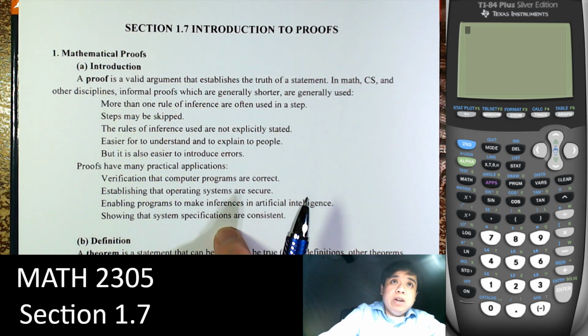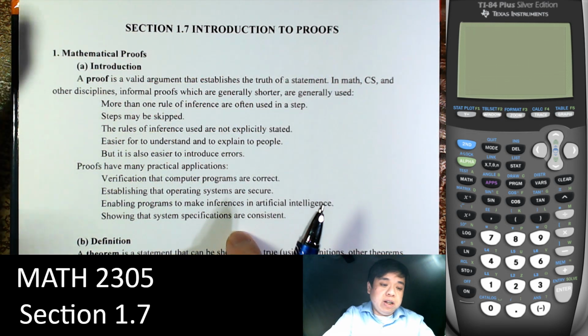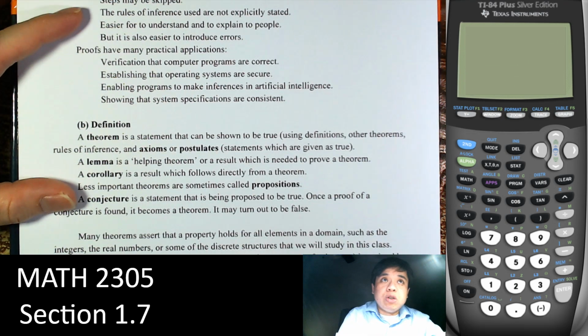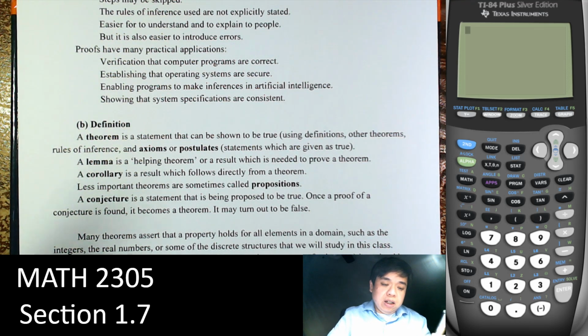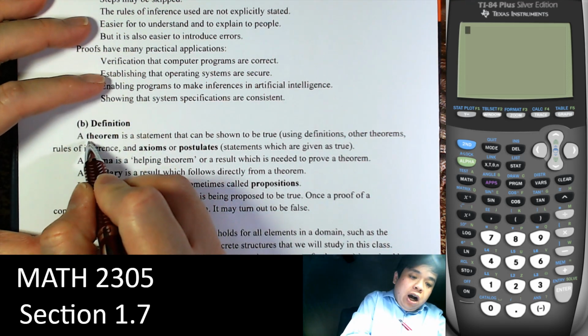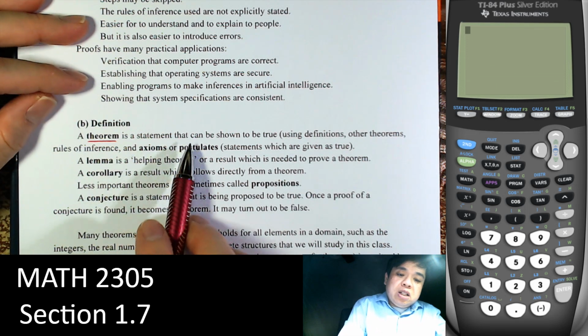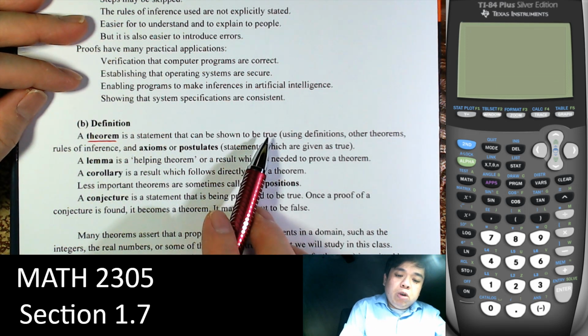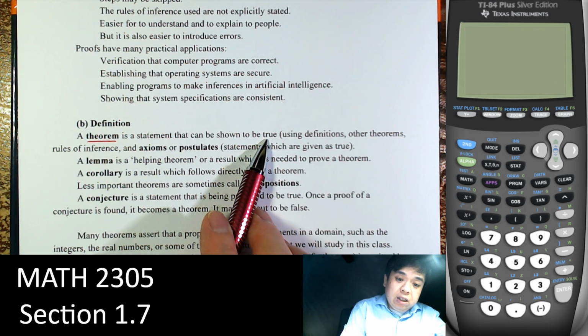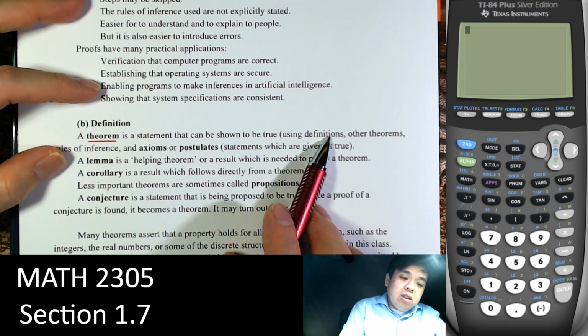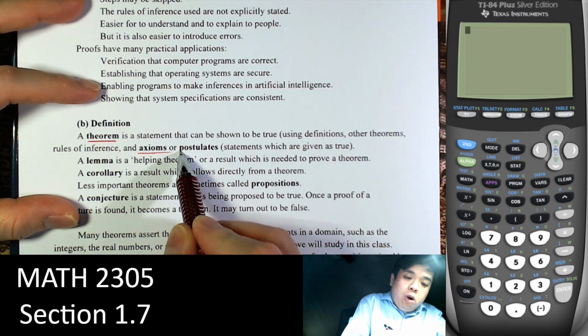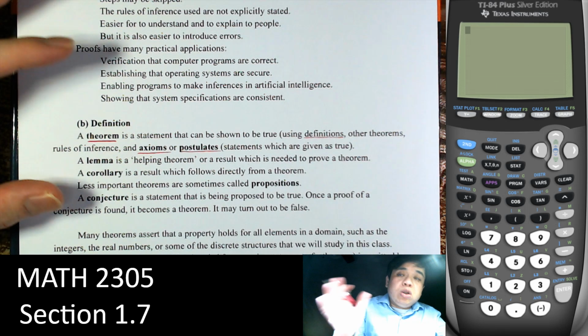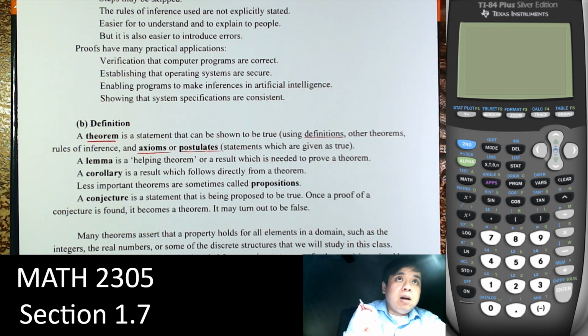I will not go over this. If you want to, just pause the video and read it. I just want to start with the definition of some things here. A theorem is a statement that can be shown to be true, so we have to prove it. Whereas definitions, axioms or postulates, those things we don't have to prove. But the theorem we have to prove.